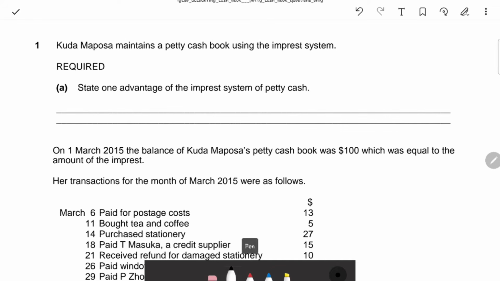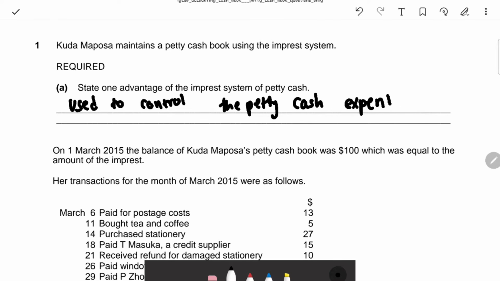As I told you, an imprest system is just a value that is kept aside, and it's usually kept so that we can track the day-to-day expenses. So one advantage can be, you can say, used to control the petty cash expenditure, because after all, a petty cash book basically records all these small transactions, and so an imprest system is also used to control this petty cash book.